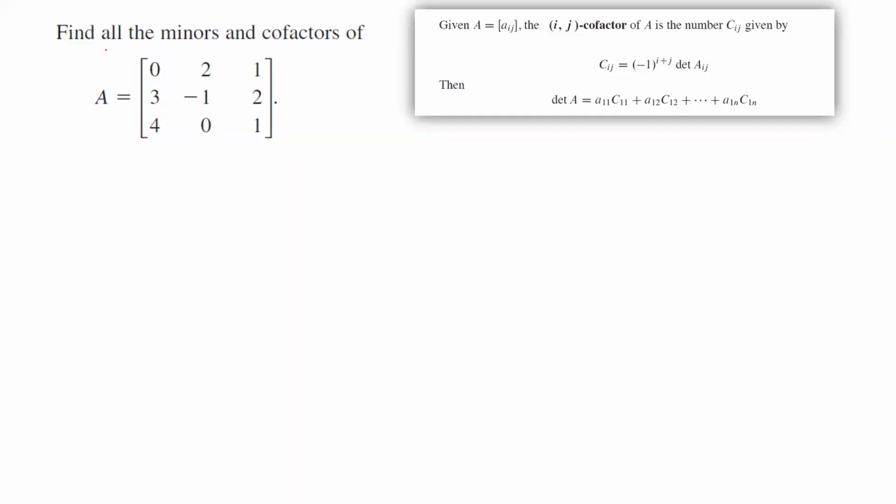We're going to find the minors and cofactors of the 3 by 3 matrix given here. So remember how to calculate the cofactor for the ith row and jth column. This is (-1) to the power i plus j times the determinant of A_ij. So let us begin. I want you to pay attention to the first row.